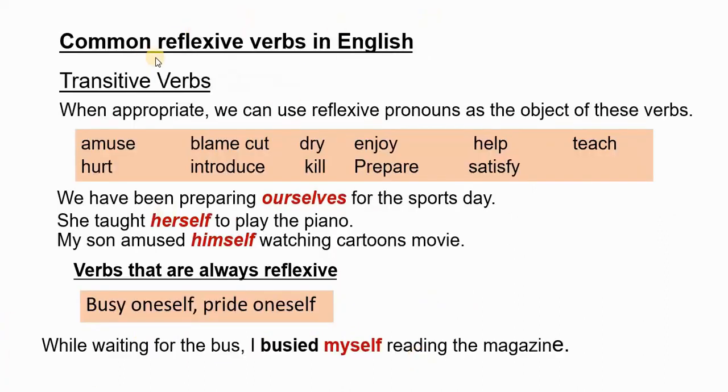Next, common reflexive verbs in English. So we have here transitive verbs. When appropriate, we can use reflexive pronouns as the object of these verbs. So we have amuse, hurt, blame, cut, introduce, dry, kill, enjoy, prepare, help, satisfy, teach. There are many other verbs, in fact, but these are the most common verbs where we use reflexive pronouns. Let's look at some examples.